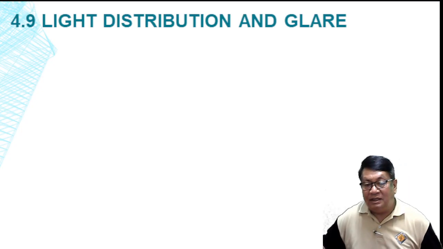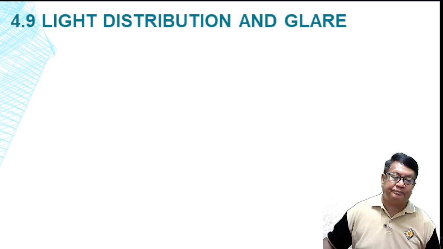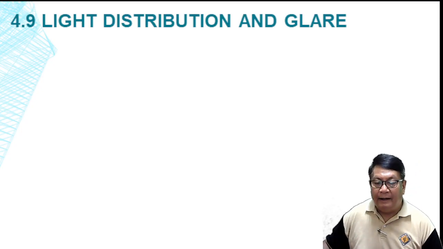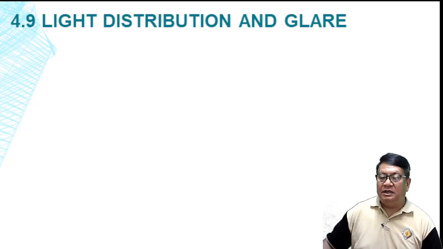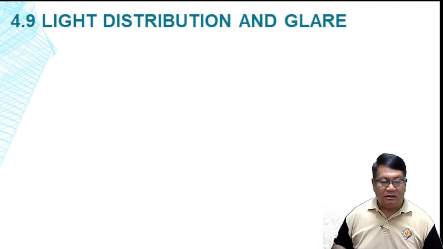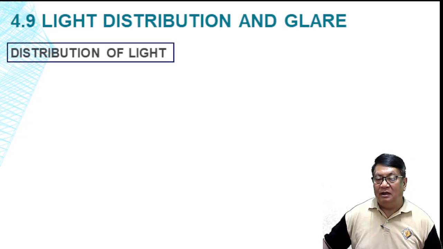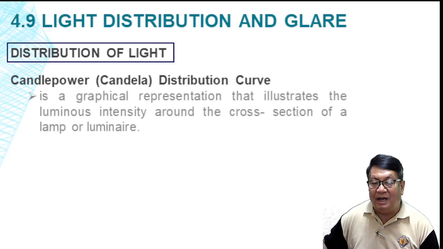So we have this light distribution and glare. This is very important, because we cannot work efficiently if the lighting system, your lamp, is very glaring. So we will discuss first the distribution of light.